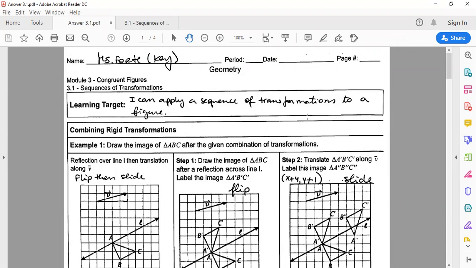Okay, this is section 3.1, sequences of transformations. Our learning target for this section is I can apply a sequence of transformations to a figure.